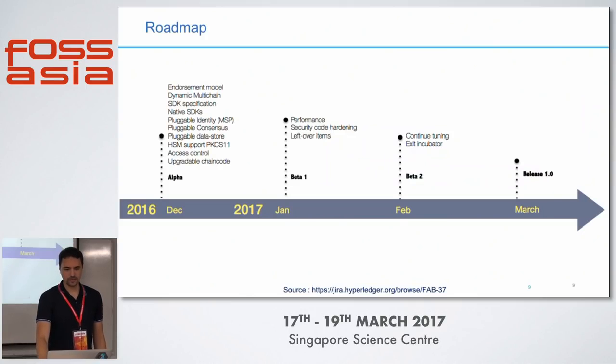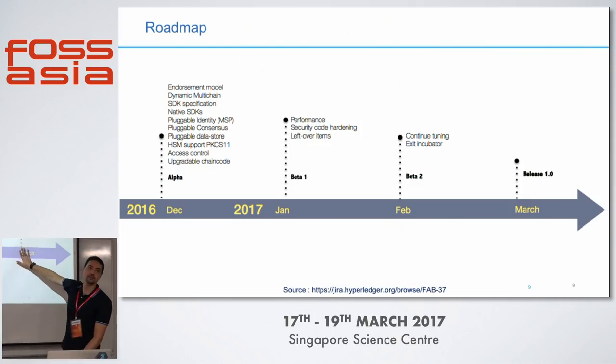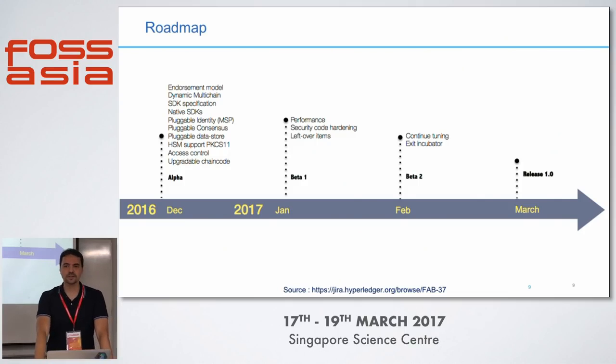So, the roadmap. We are here in March, and this is the month where version 1.0 is supposed to be released, at the end of this month, actually. There's going to be a huge conference in Las Vegas next week, held by IBM, and we expect to have a number of announcements made there.